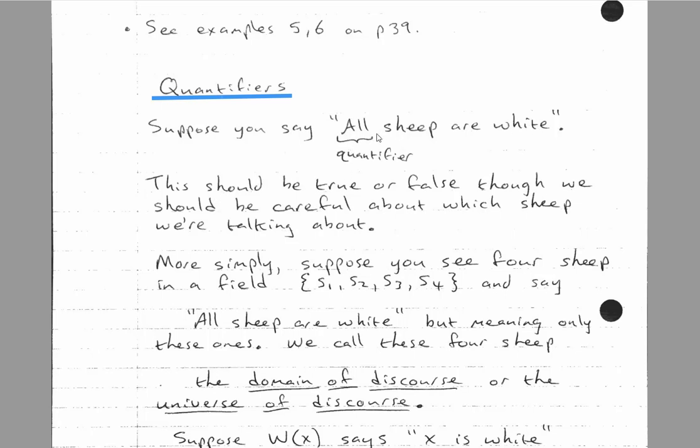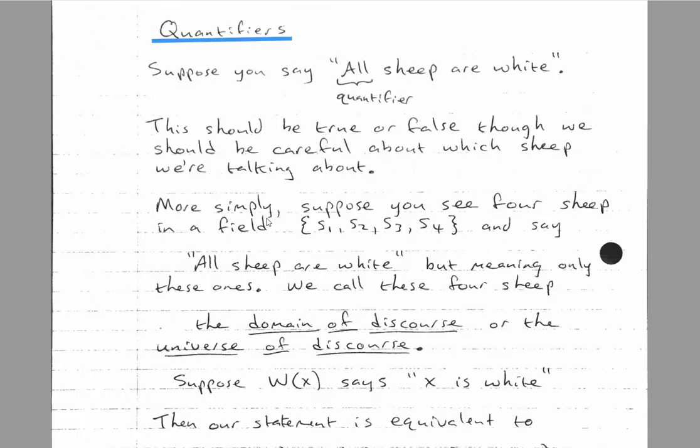Okay, so this should be true or false. Which sheep are we talking about? Are we talking about all sheep in the world, or maybe let's just talk about 4 sheep you see in a field? Okay, so we're labeling these sheep S1, S2, S3, S4. We're using set notation. We'll talk about this in chapter 2.